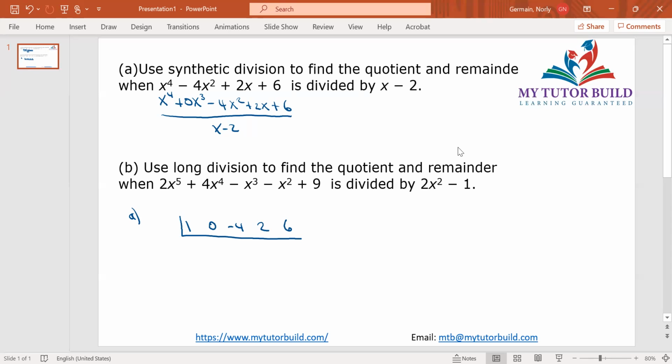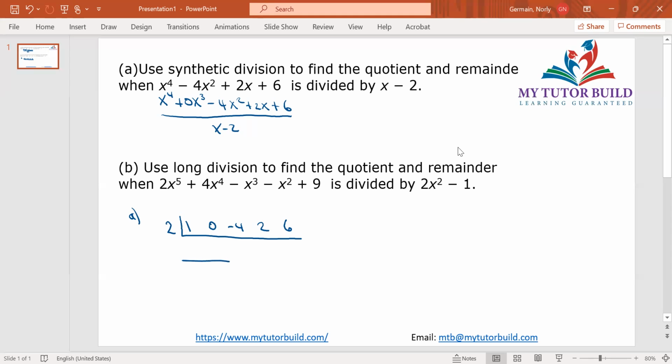Now, it is divided by x minus 2, and we're going to take only the constant term, which is minus 2. Instead of writing minus 2, we're going to write positive 2. If it was divided by x plus 2, we would divide by negative 2, but because it's x minus 2, we're going to divide by 2. We only change the sign in the divisor, and we don't keep the x. That's why we call it synthetic division. Now, how does that proceed?